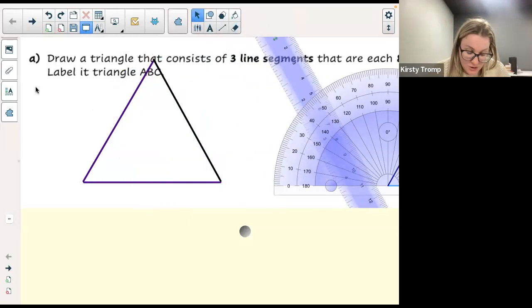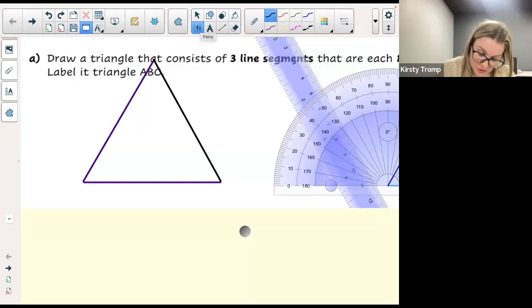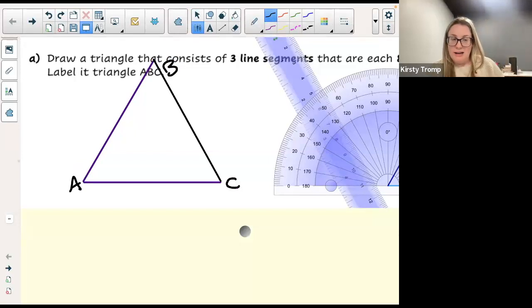Last thing we need to go and do is label it. They asked us to label it as triangle ABC. So let's go do that for them. All right, we need to label it as triangle ABC. So A, B, C. All right, I hope that you enjoyed that.